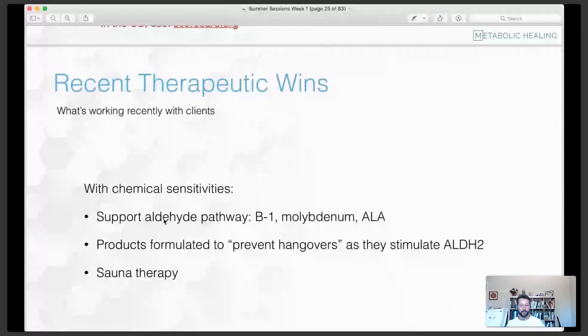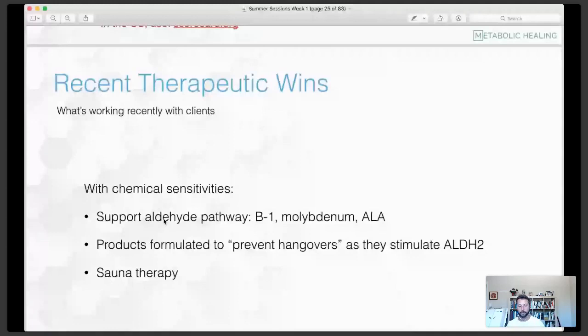There have been some products that certain companies have created that are marketed to people to drink alcohol to prevent hangovers. Well, it turns out that these same ingredients, like vitamin B1, alpha-lipoic acid, and molybdenum, and herbs like Andrographis paniculata, can all act on the ALDH gene to stimulate it. That's why they can, quote unquote, help to prevent hangovers, because they're detoxifying the aldehydes. So you can support the aldehyde pathway by using some of these nutrients.